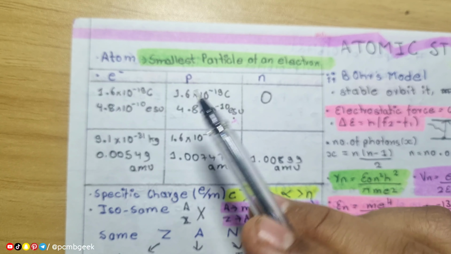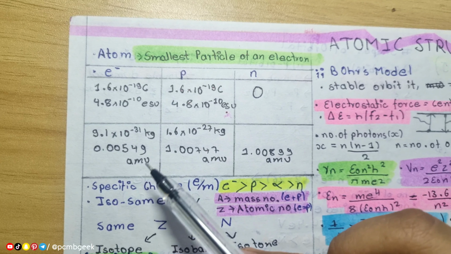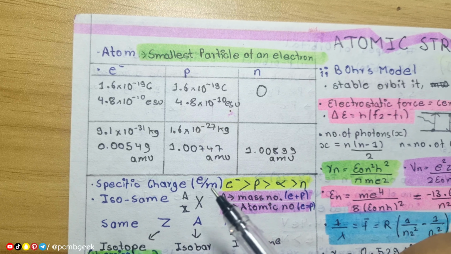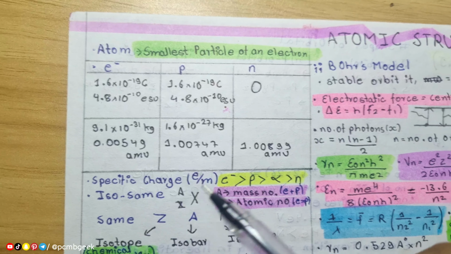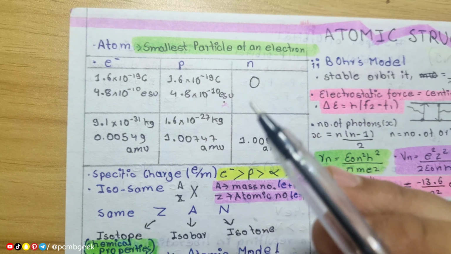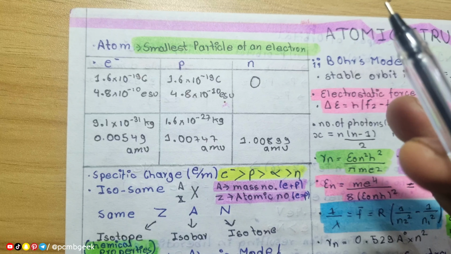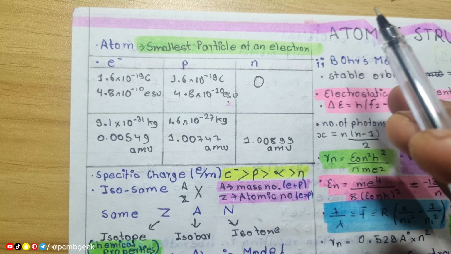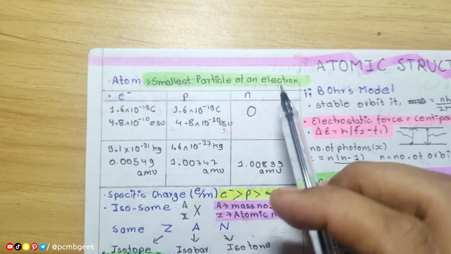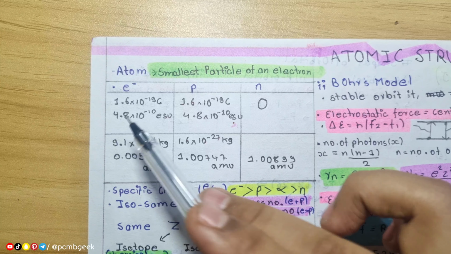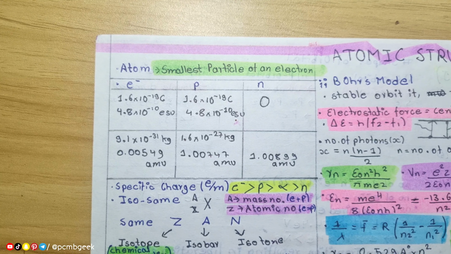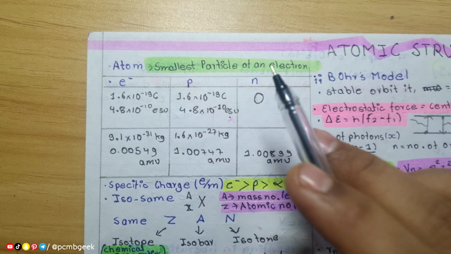Each element is composed of the smallest particle called an atom. The name atom is derived from the Greek word atomos, which means not to be cut. That is, atoms are indestructible, or they can neither be created nor be destroyed. It consists of electron, proton and neutron. Electron is a negatively charged particle, proton is a positively charged particle, whereas neutron is a neutral particle.